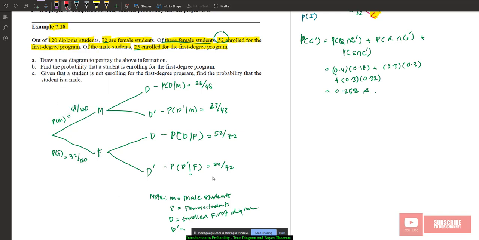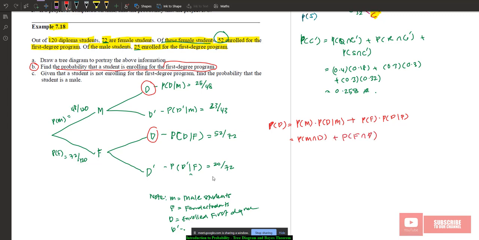Now, B, find the probability that a student is enrolling for a first degree program. So enrolling for a first degree program is D, right? If you want to find probability of D, you need to add all the intersection with D, right? Probability of M multiply with probability of D given M plus probability of F multiply with probability of D given F, right? This is also equal to probability of M intersect D plus probability of F intersect D, right?